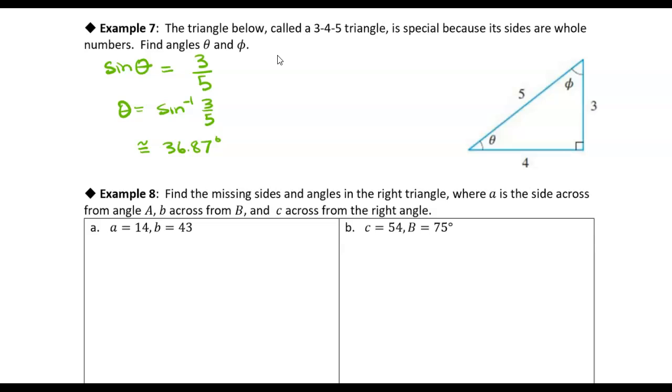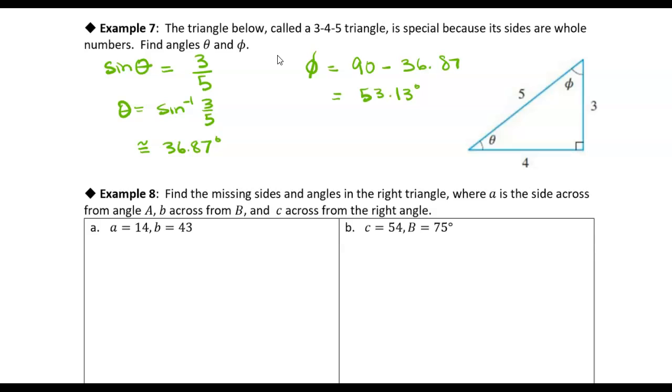Or we can also use the fact that the angles in a triangle all add up to 180 degrees, and we already know one of them is 90. We know theta is 36.87, so to find phi, probably the easiest thing to do would just be to take 90, because we know the two acute angles have to add up to 90, and subtract the angle that we know, 36.87. And then we get 53.13 degrees. That's probably the easiest, but you could use sine, cosine, and tangent if you wanted to, and you should get the same thing.